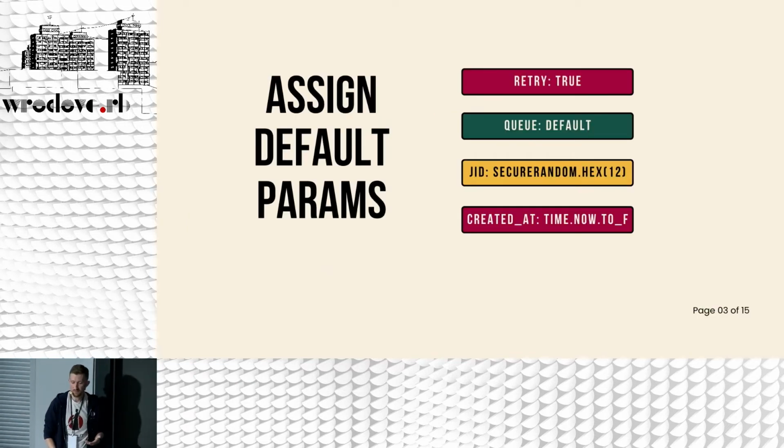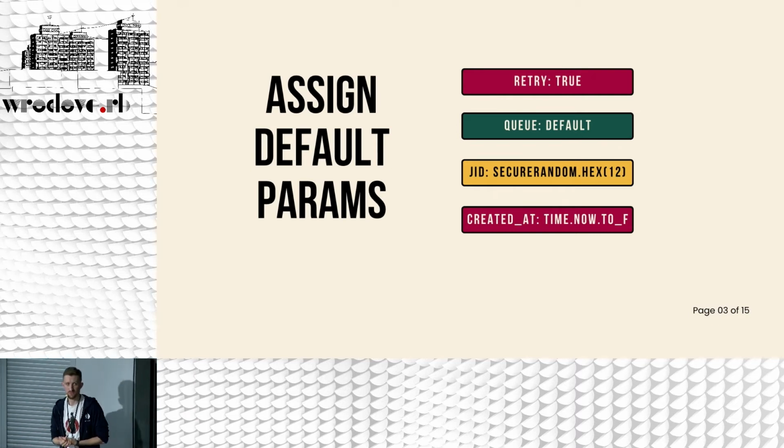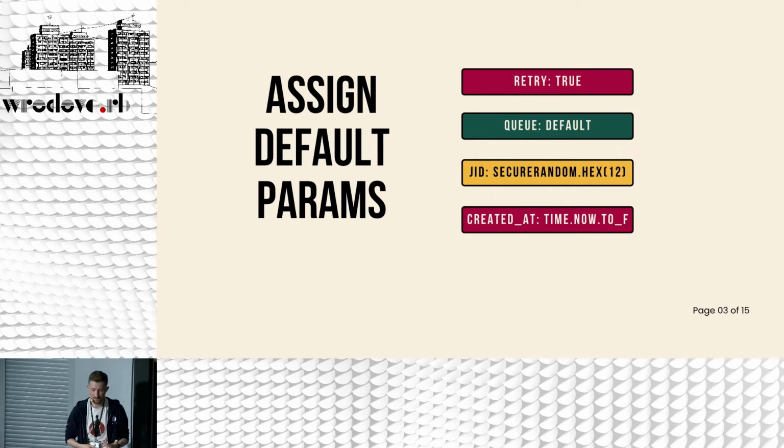Then the assignment of the default params begins. As you can see here, it will mark your job as retry true by default. So make sure you disable it explicitly if you don't want to retry your job. If you won't pass the queue, it will assign the default queue. And of course, it will define some unique identifier and the creation date, which is a time object translated to float.